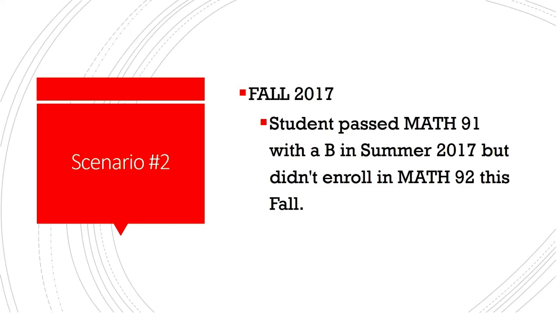Now, scenario 2 is similar to the last one. However, they just passed 91. It was with a B, and it was just this past summer. So they didn't take 92 this fall. So what should that student do?